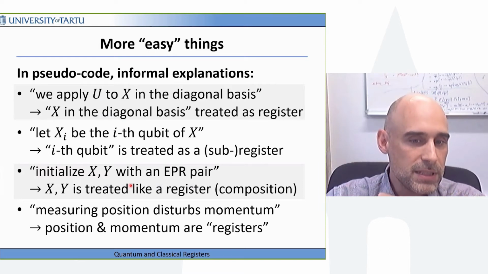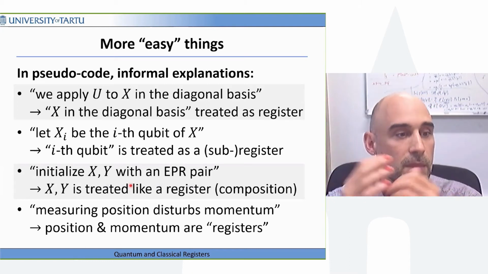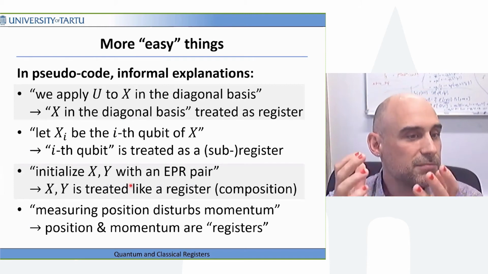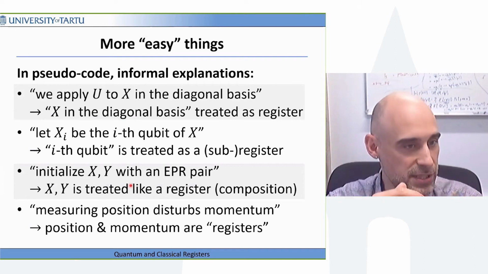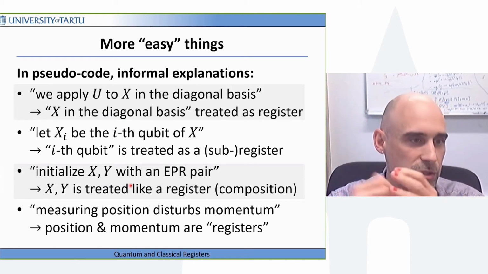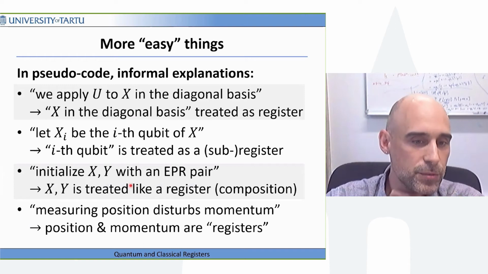So now suddenly the ith qubit of x is also treated as a register. Informally, this may be very easy. In a formal modeling, it's tricky because depending on how we define what a register is, a part of a register might not be a register anymore. So we have different concepts if we're talking about applying something to the ith qubit.